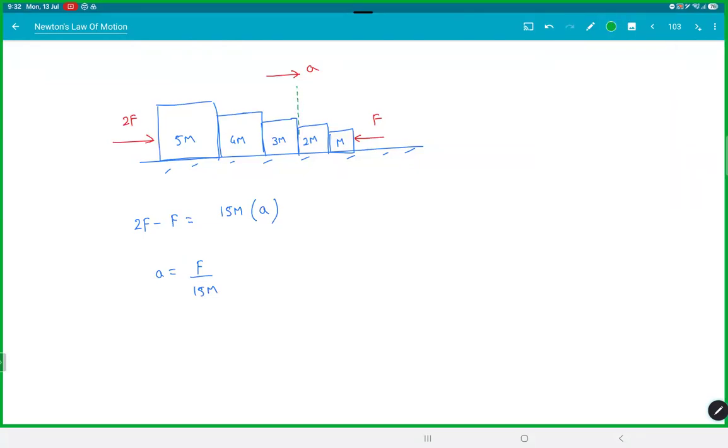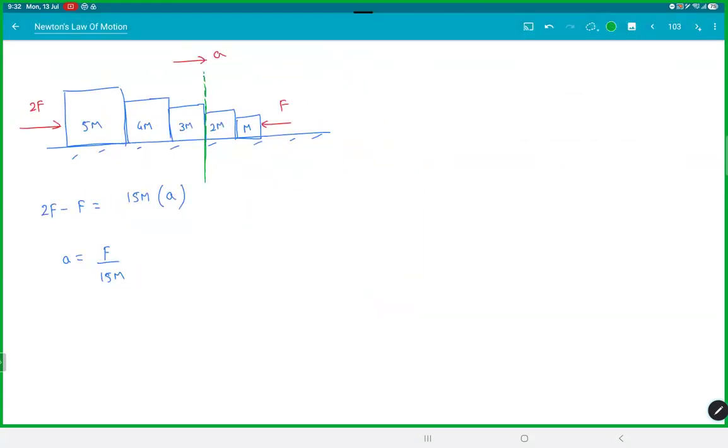Perfect. Next, you want to find the normal reaction between m and 2m. So cut it here and choose any one piece. I'll show you how it looks if I take either of them. If I take the left part, the free body diagram will look like this: 5m, 4m, and 3m. The force here will be 2F. Let's call this N23, and this is the acceleration.